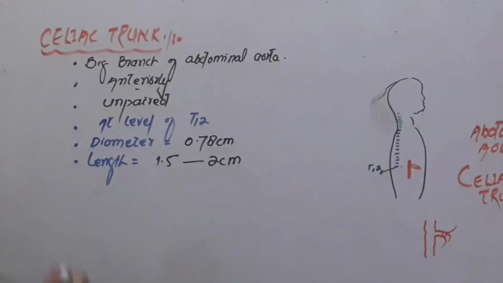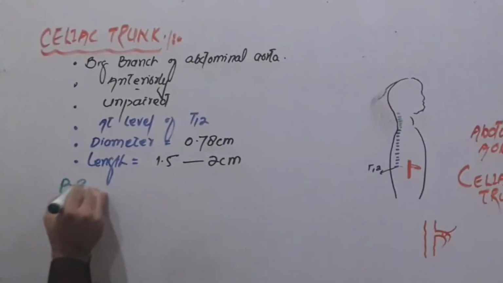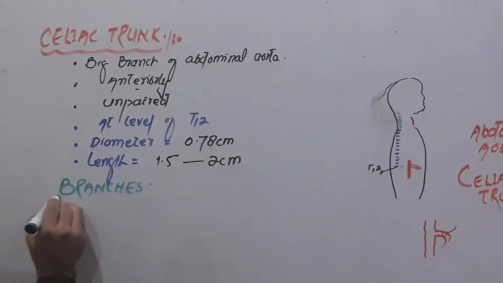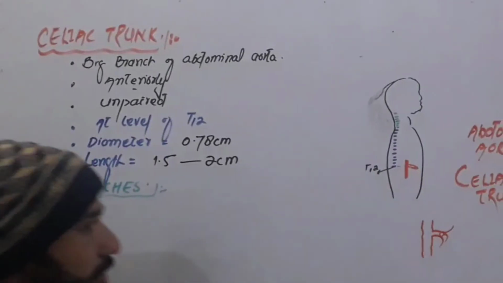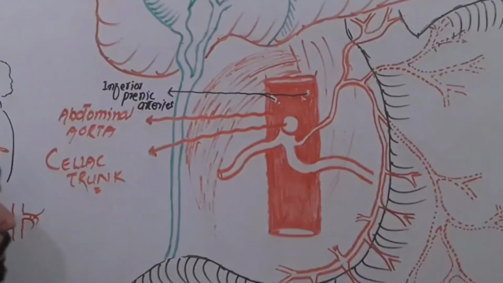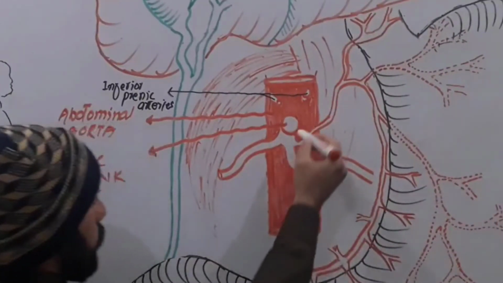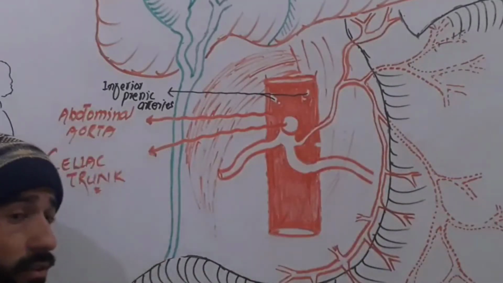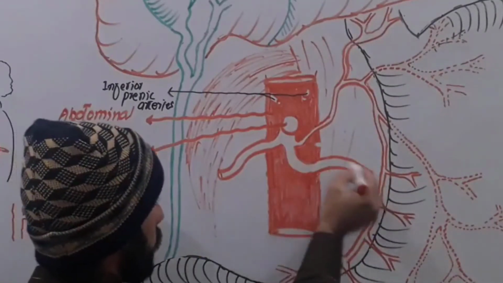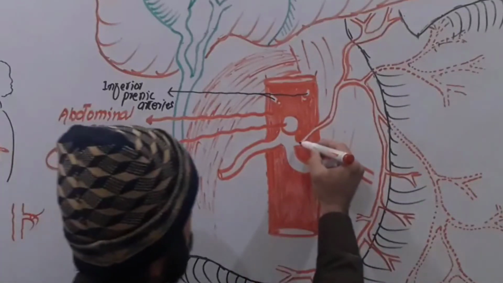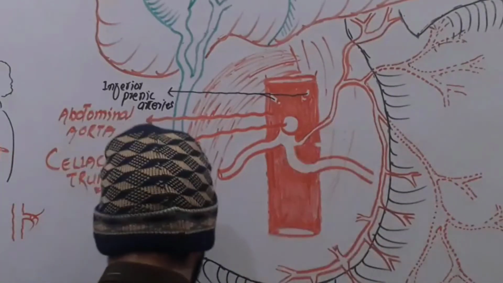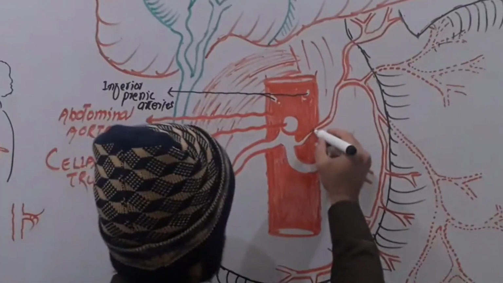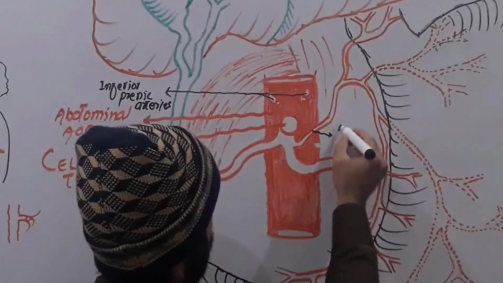Now what are the branches of this artery? What are the branches of the celiac trunk? So look carefully, friends, let me mention them. You can see this is our celiac trunk. When it comes anteriorly, it gives off how many branches? It gives off 3 branches. One branch is this one, which is called the left gastric artery. So let me mention this artery here. I'm writing it very small.